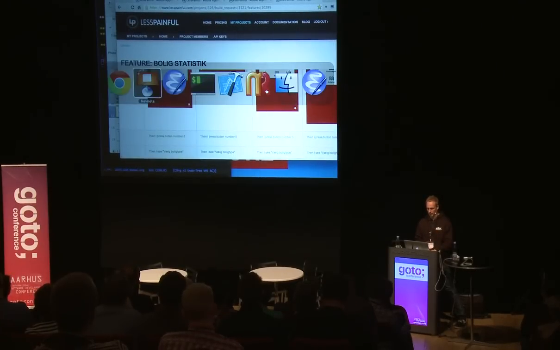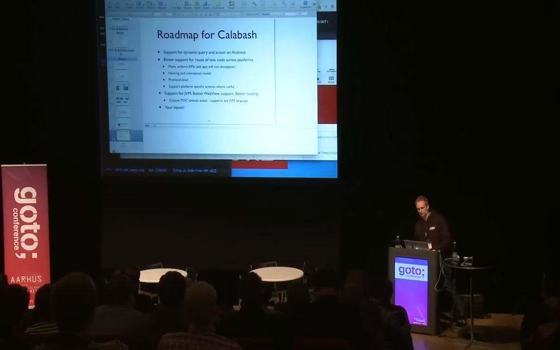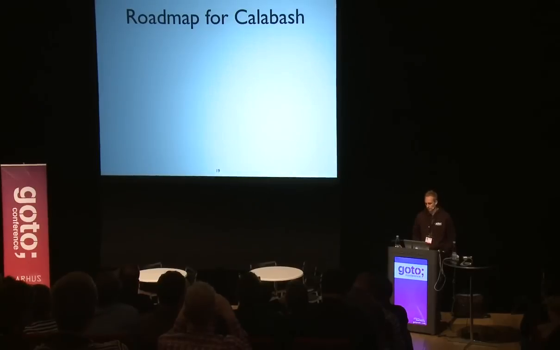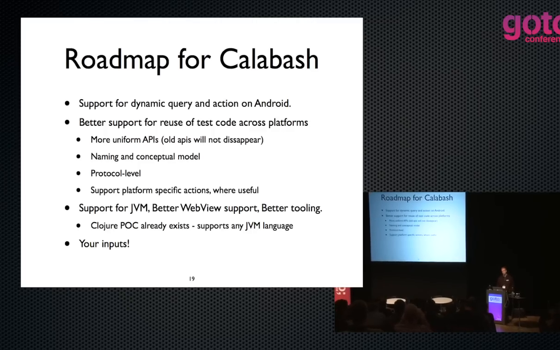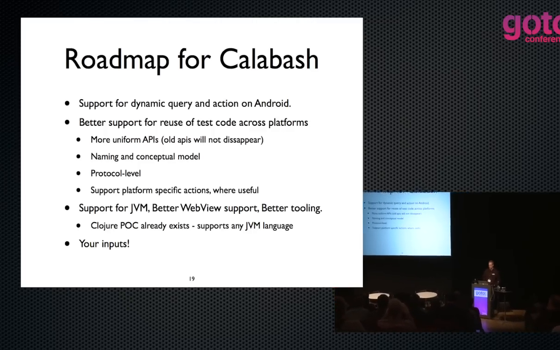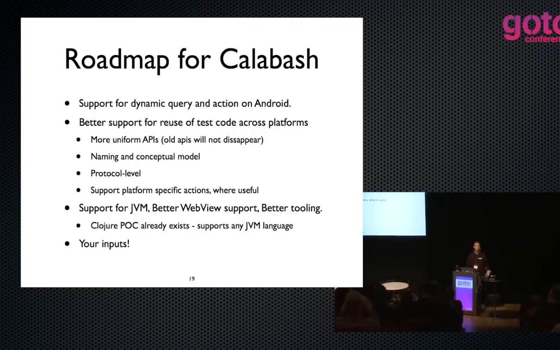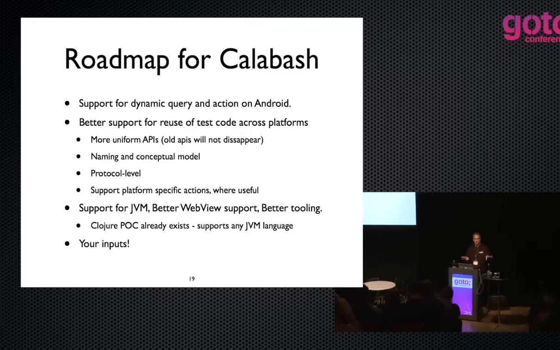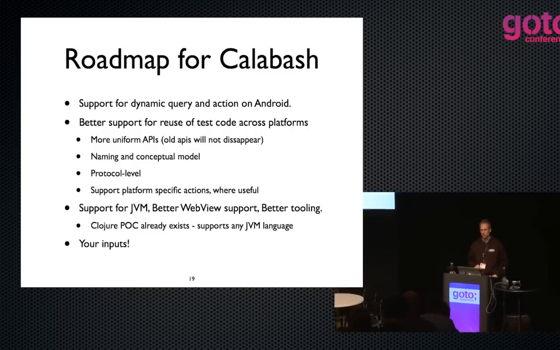Okay, I'll wrap up now. Just telling you a few words on the roadmap. So we want to have more cross-platform in Calabash. For instance, this query function I showed you is not currently supported in Android, but we will be developing that quite soon. And we want to have better support for code reuse across platforms, so that if you have the same app for 2 platforms, you want to minimize your testing code. And we should try and support that as well as we can.